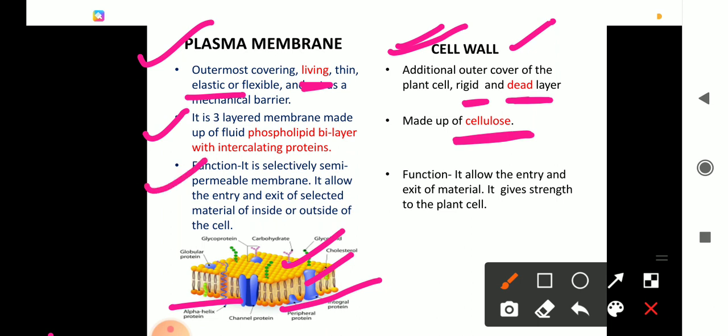Okay. Now next we are talking about the function. It is semi-permeable, selectively semi-permeable. It allows the entry and exit of selected material inside or outside.